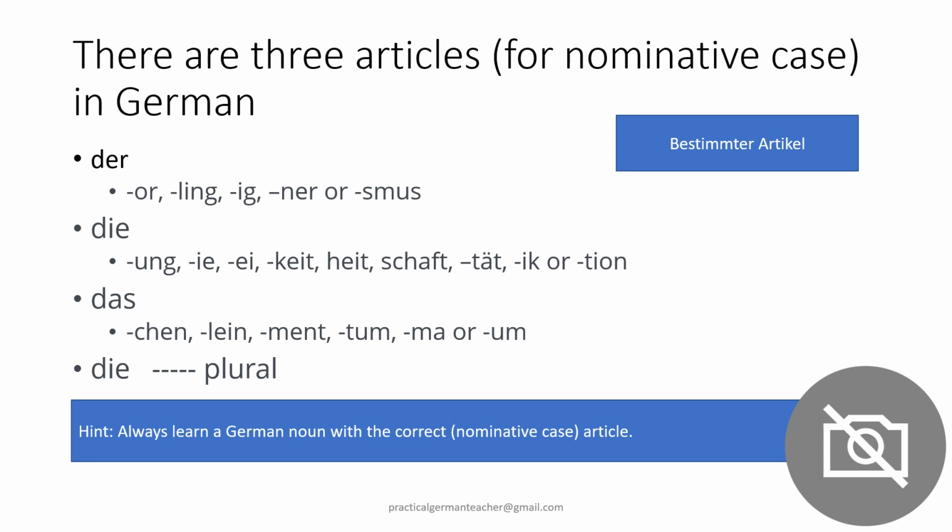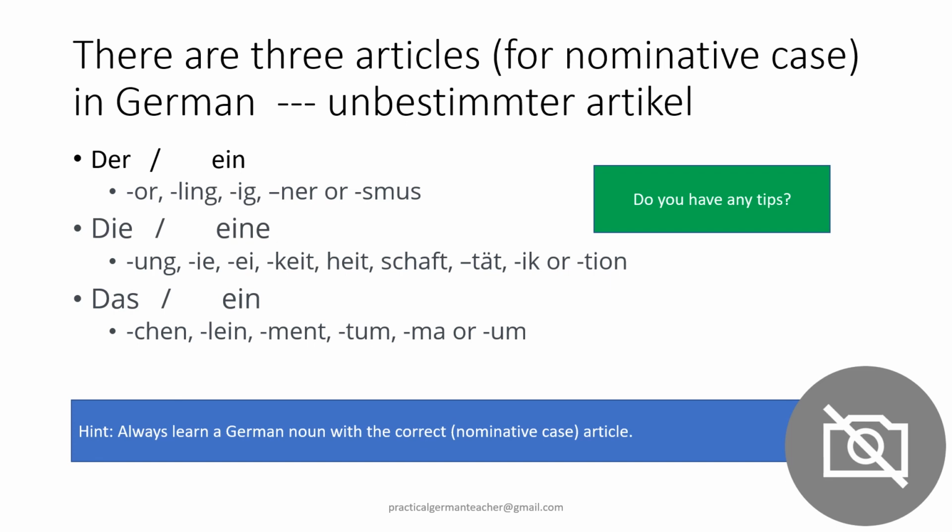Please note the article for plural form of nouns is die. Please remember that der, die, das are referred to as bestimmte Artikel, implying definite articles in English. In the English language, we use articles like the, a, and an.